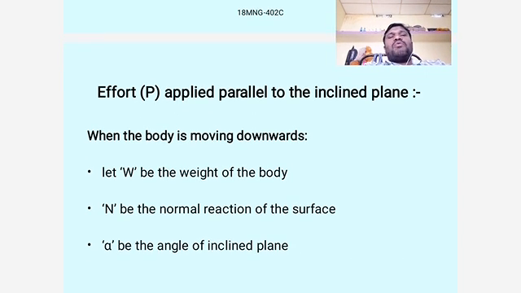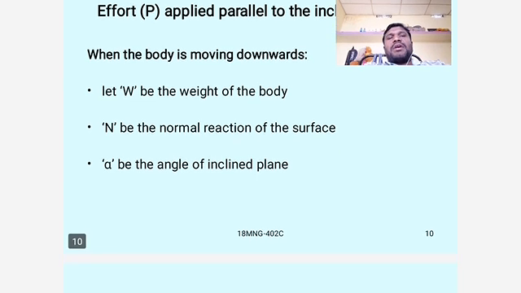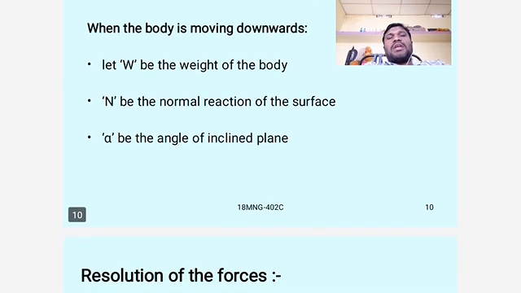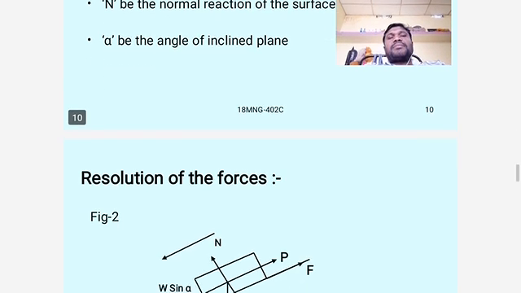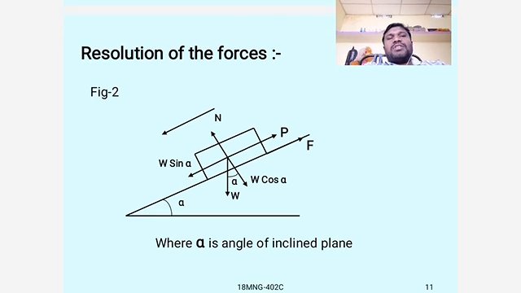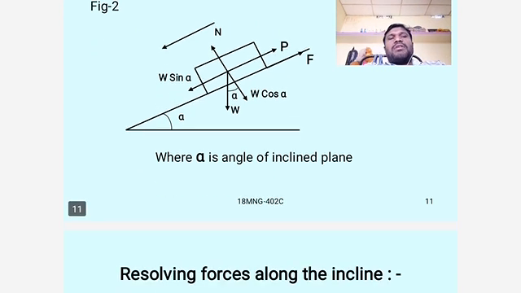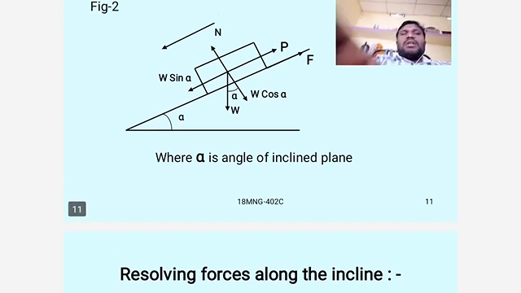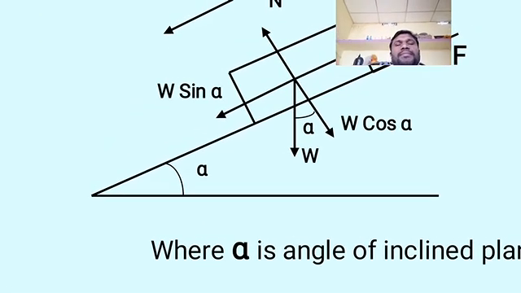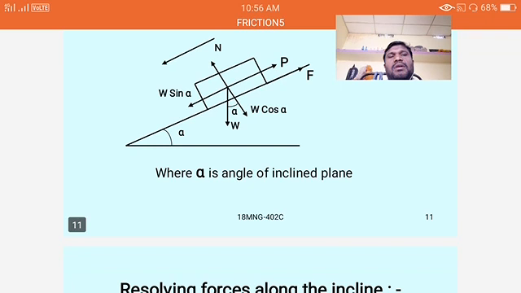When the body is moving downwards, let W be the weight of the body, N be the normal reaction of the surface, and alpha be the angle of the inclined plane. Resolution of the forces. Resolution means distributed or divided, where alpha is the angle of the inclined plane. Observe the diagram: normal reaction, force, weight of the body, all those things.